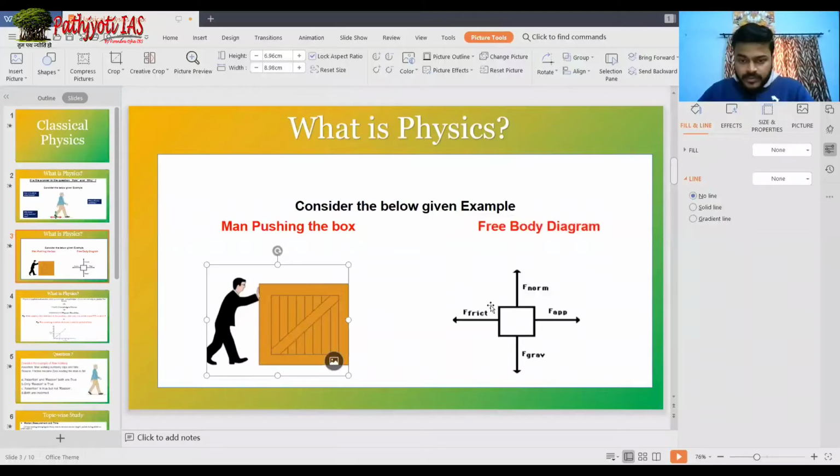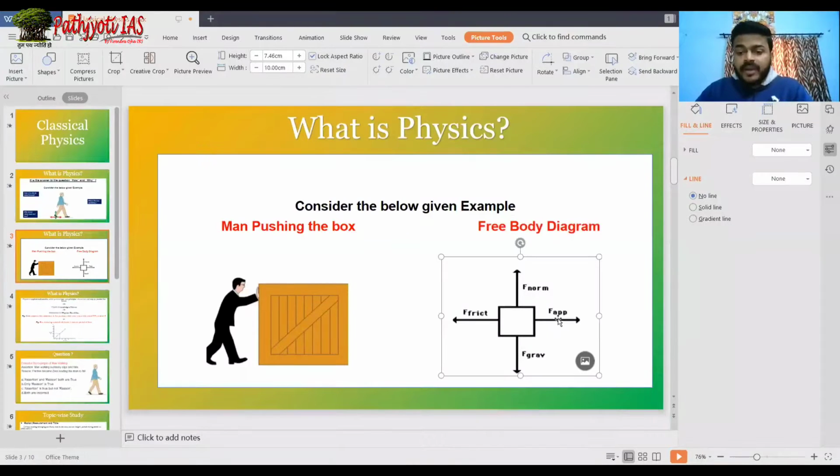So let us analyze what the forces acting upon the box are. Firstly, as you can see here, it is written F applied. APP means F applied, the force which the man is applying on the box. So this force is being applied on the box on this side. Now the gravity and normal, for now you can ignore these two forces. Just take into consideration these two forces, the applied force and the force of friction. Is that fine? The force of friction always acts opposite to the applied force.